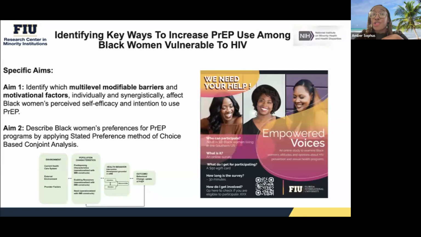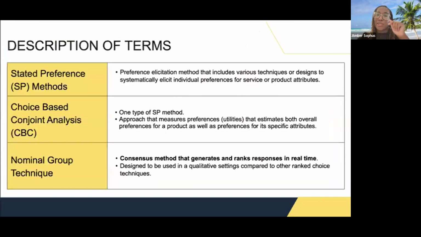That's one of the reasons why I wanted to use NGT in a study format, because I didn't want to only know how they prioritize them. I wanted to know why they're prioritizing them and how that relates to individual characteristics of these individual women in those focus groups. And then two, I wanted to use a choice-based conjoint analysis. And I'll tell you what that is right now.